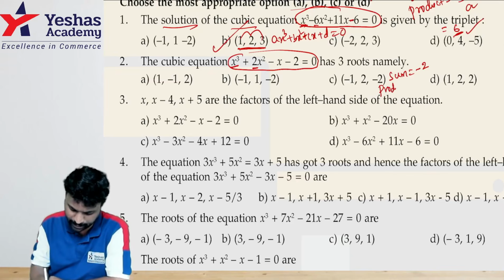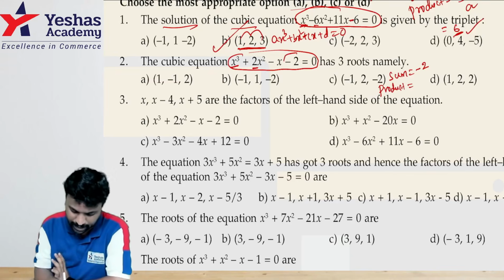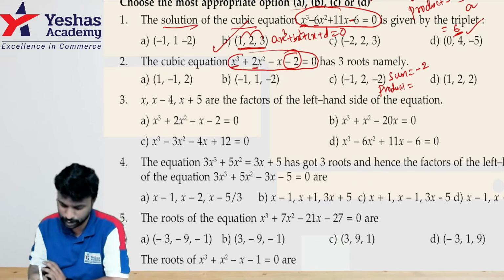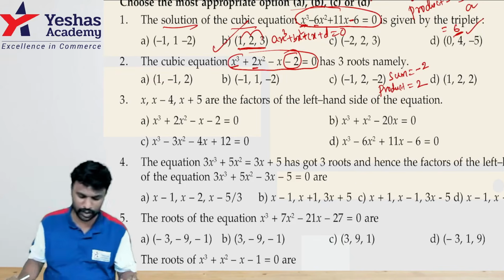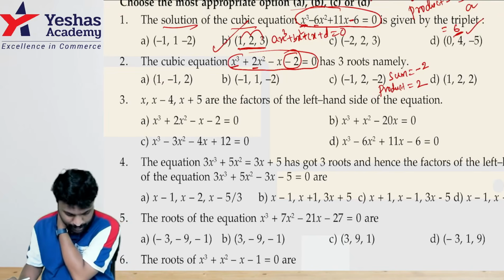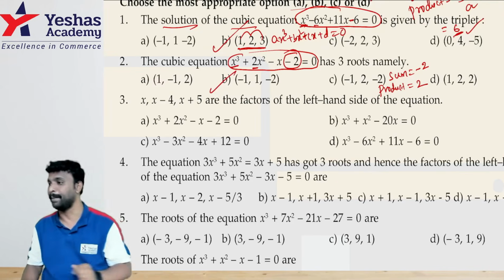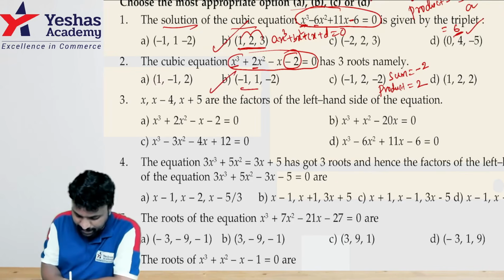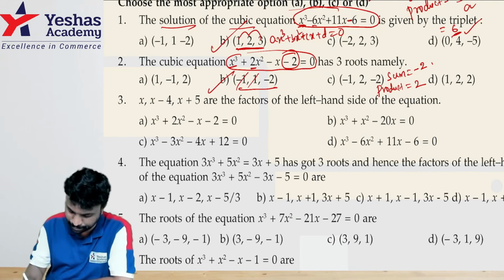And the product, guys, the product of the roots is minus d by a. d being negative here, so minus of minus 2 is plus 2. So the product is plus 2. The sum is minus 2. So which option gives you a sum of minus 2 and a product of plus 2? It's clearly option B. How come? If I add these three, minus 1 plus 1 cancel and minus 2 remains. The sum is minus 2.